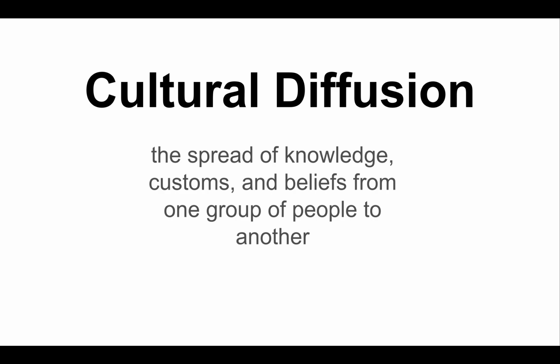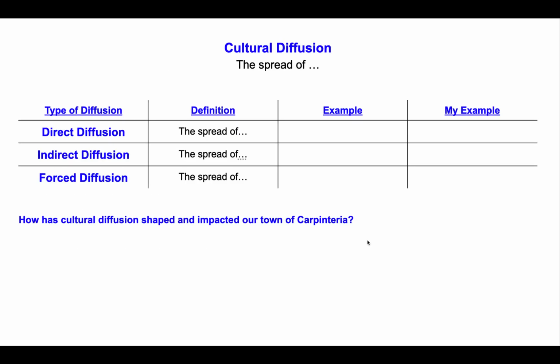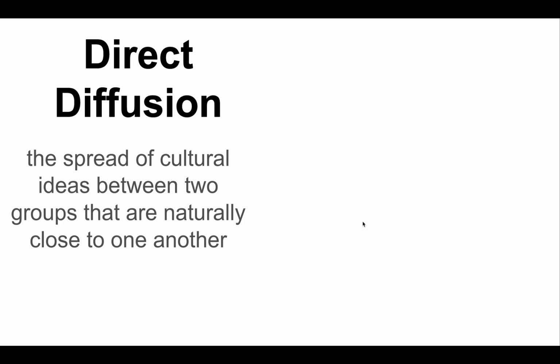Now, let's talk about the 3 types of cultural diffusion. One is direct diffusion, and the definition of that would be the spread of cultural ideas between 2 groups that are naturally close to one another. So take a moment, and in your document, you're going to add that definition right there. That's the place where you're going to put the definition for direct diffusion. Now, I'm going to offer you an example.